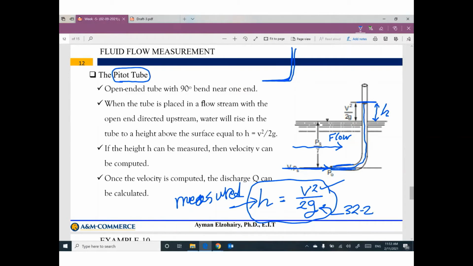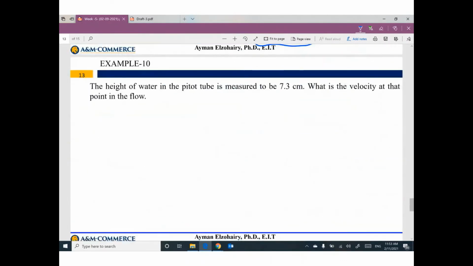That makes sense? So it is an open-ended tube with a 90-degree bend near one end. When the tube is placed in a flow stream with the open end directed upstream, water will rise in the tube to a height above the surface equal to H equals V squared divided by 2g. From this relationship, if the height can be measured, then the velocity can be calculated. Once the velocity is calculated, the discharge can be calculated. It's very simple. If you have this tube, you can measure the velocity.